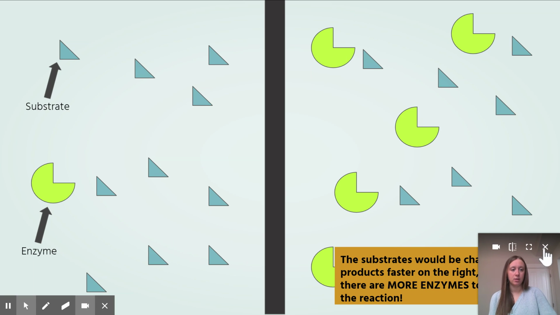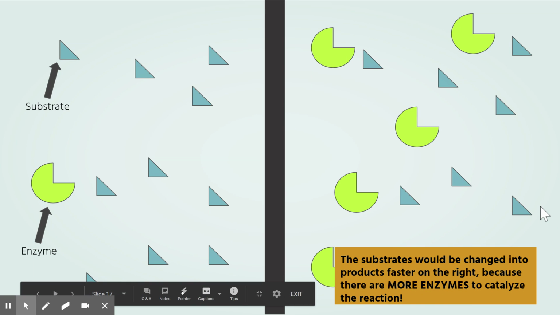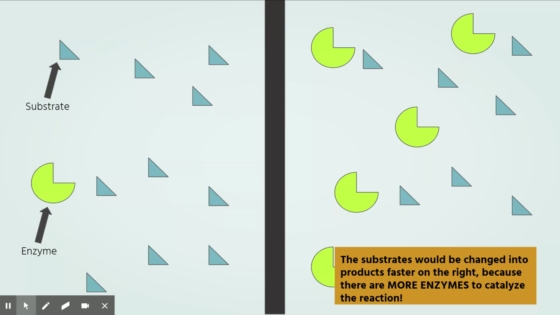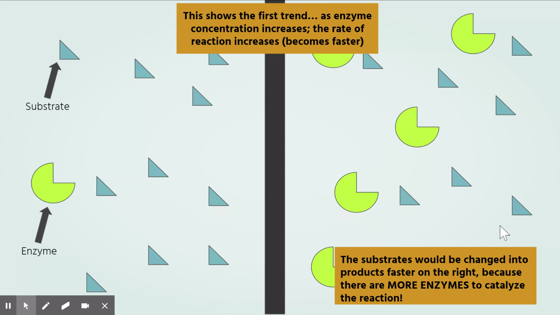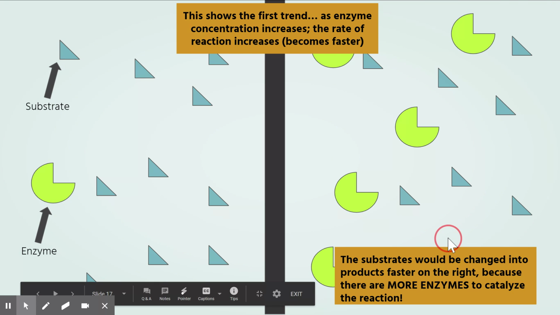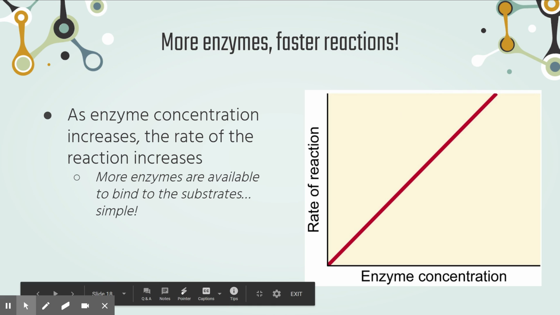So I'm going to go ahead and close out my camera so you can see the full screen right now. But we can see the main conclusion here. The substrates will be changed into products faster on the right because there are more enzymes present to catalyze that reaction. What that means is that as enzyme concentration increases, the rate of the reaction increases. It becomes faster. We can represent this graphically.